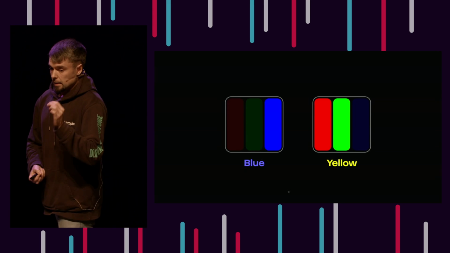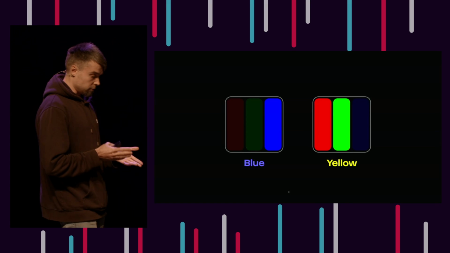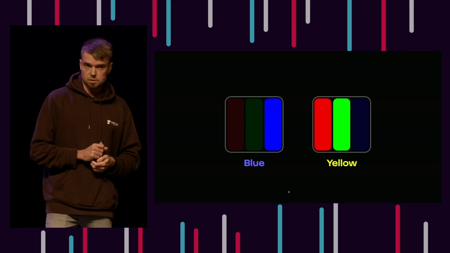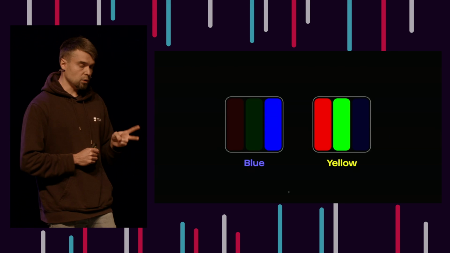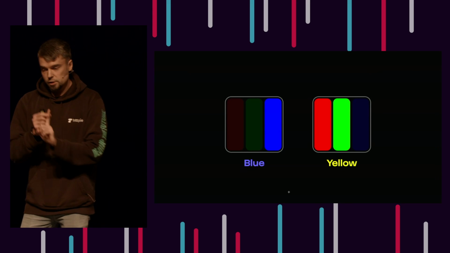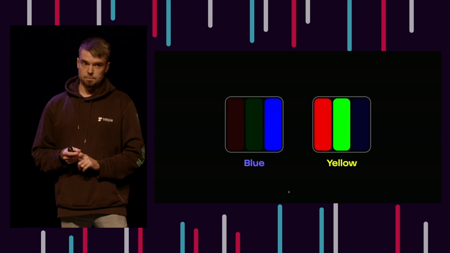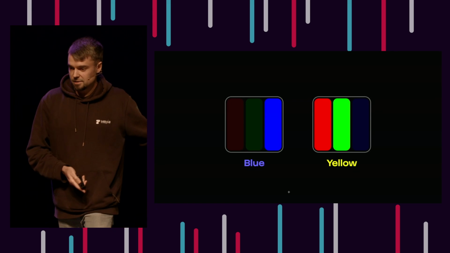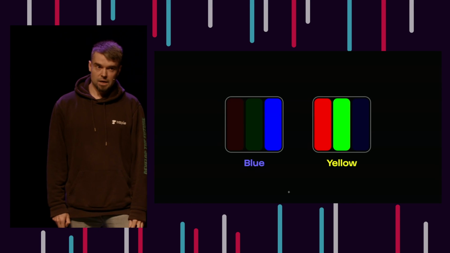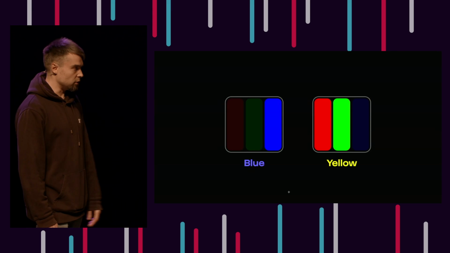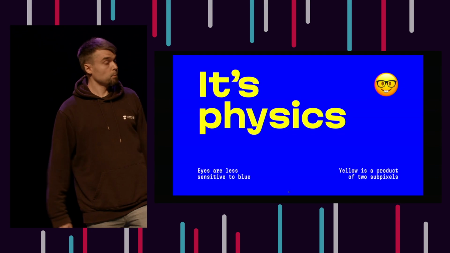So let's recap. Blue itself is not very sensitive for our eyes. Moreover, the display lights only 1 subpixel in order to make it. Yellow, on the other hand, is a product of 2 subpixels, one of which is green, the brightest color that our eyes can see. Now you have the answer why blue is darker than yellow. So next time, give this puzzle to your friends at a party and then triumphantly proclaim, it's all physics.